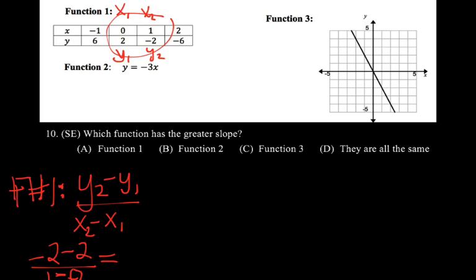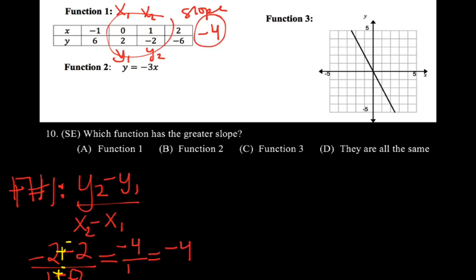I'm going to add the opposite here, just to make life easier. I'm just going to do it on all of them, even though there's a 0. And I get negative 2 plus negative 2 is negative 4. 1 plus, there's no negative 0, so just 1 plus 0 is 1. So my slope for the first one is negative 4. Okay?